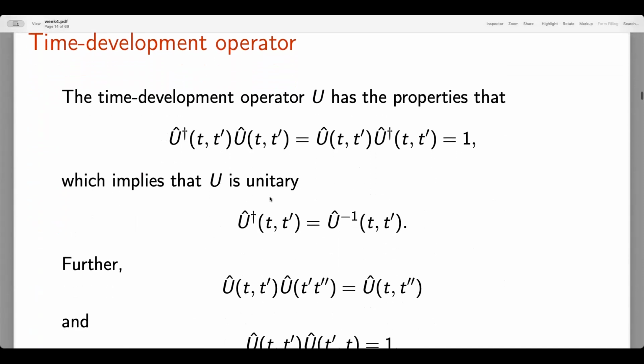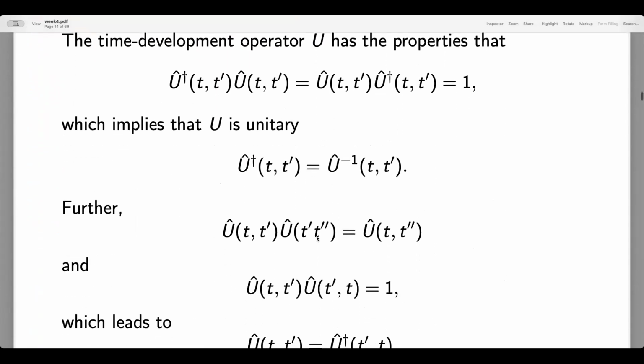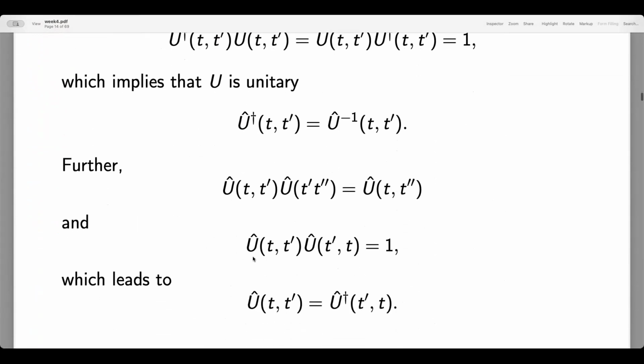That should be equal to 1. We want this to be unitary, definitely. And there is a further property which simply tells us that we can rewrite this operation in terms of the operator going from a time t'' to a time t. And also, we want this to be normalized to 1.